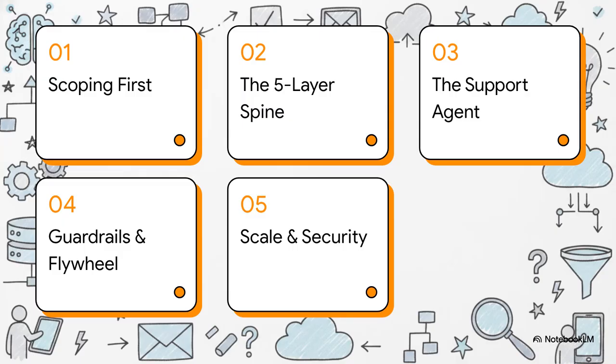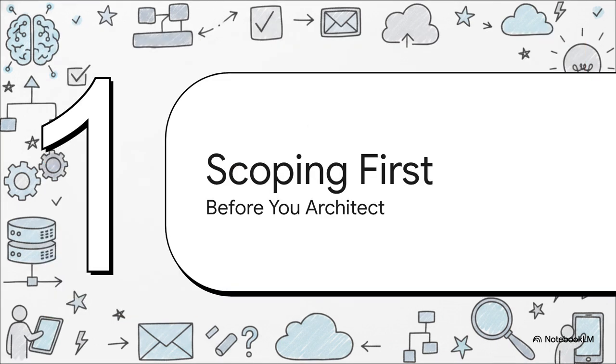To survive that hot seat, we need a structured roadmap. So here is our exact playbook. We're going to cover: 1. Scoping before you architect. 2. The 5-layer design spine. 3. Building the support agent. 4. Guardrails and the flywheel. And finally, 5. Scaling and security follow-ups. Let's kick things off with section 1.